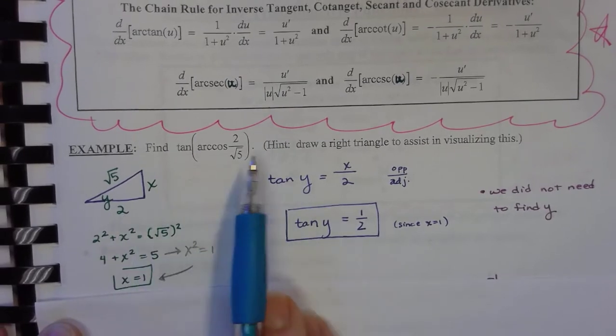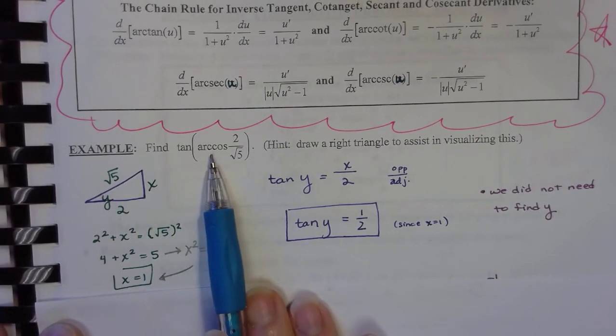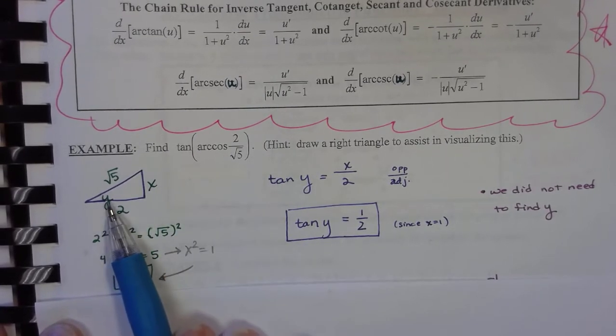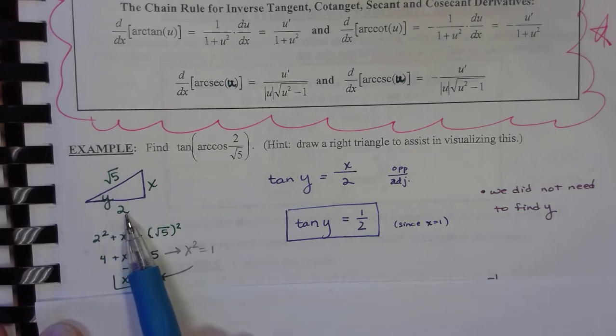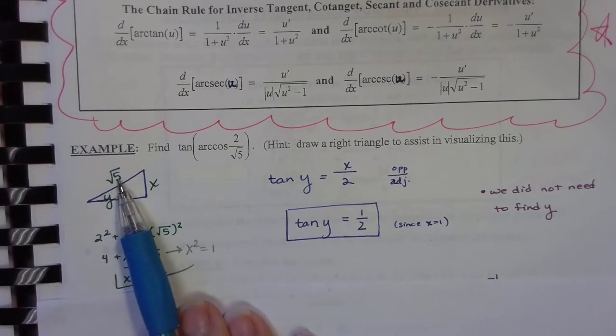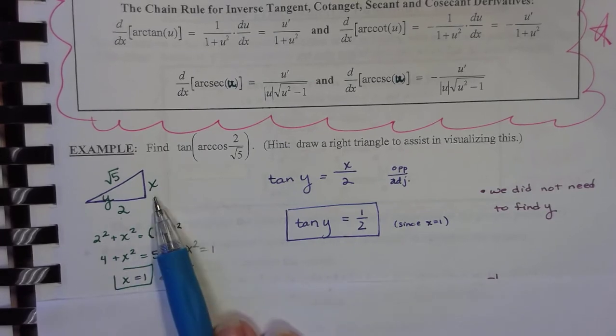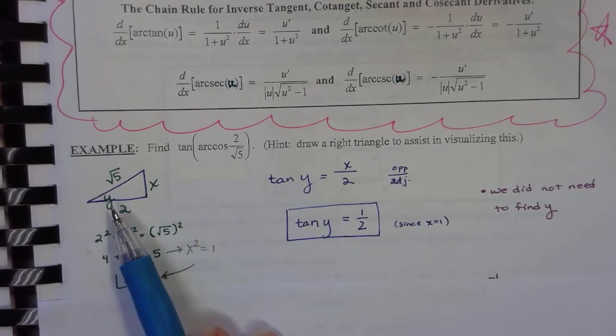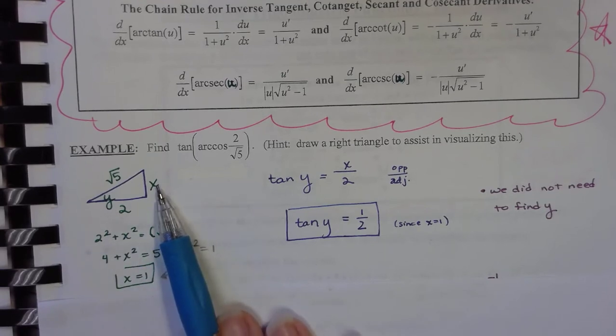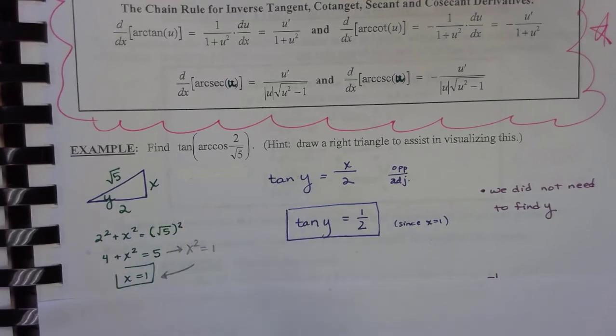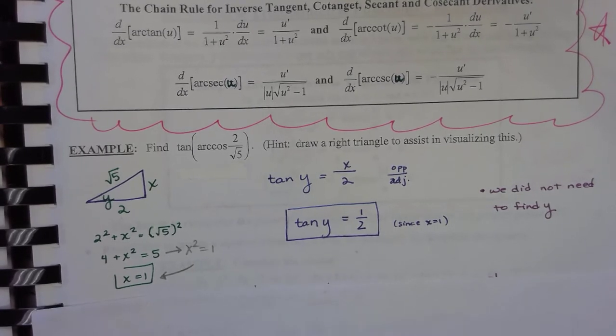Here's my triangle. My angle is y, whose cosine is 2 over square root of 5, so adjacent side 2, hypotenuse square root of 5. And this is going to be our x. We can use Pythagorean theorem to find that our x is 1. So the tangent of y is x over 2. And if x is 1, that means tangent of y is 1/2. We didn't even need to do any derivatives there.